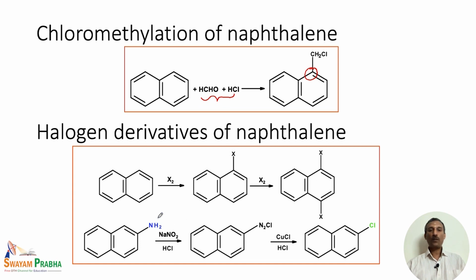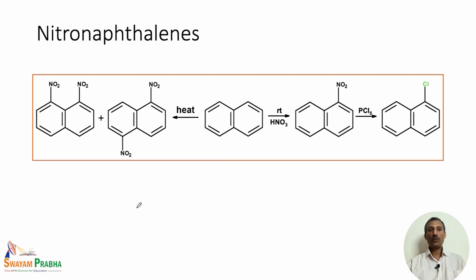This is for the 1 substituted product, so the 1 halo derivative can be prepared by this method. If we want to prepare the 2 halo derivative, how do we make it? We start with the 2 amino derivative. When we start with the 2 amino derivative, diazotization using NaNO2 leads to the corresponding diazonium salt, and this salt when treated with copper chloride and HCl leads to the 2-chloro derivative as our final product. So depending on whether we want to make the 1-chloro derivative or 2-chloro derivative, we can choose the appropriate starting material.